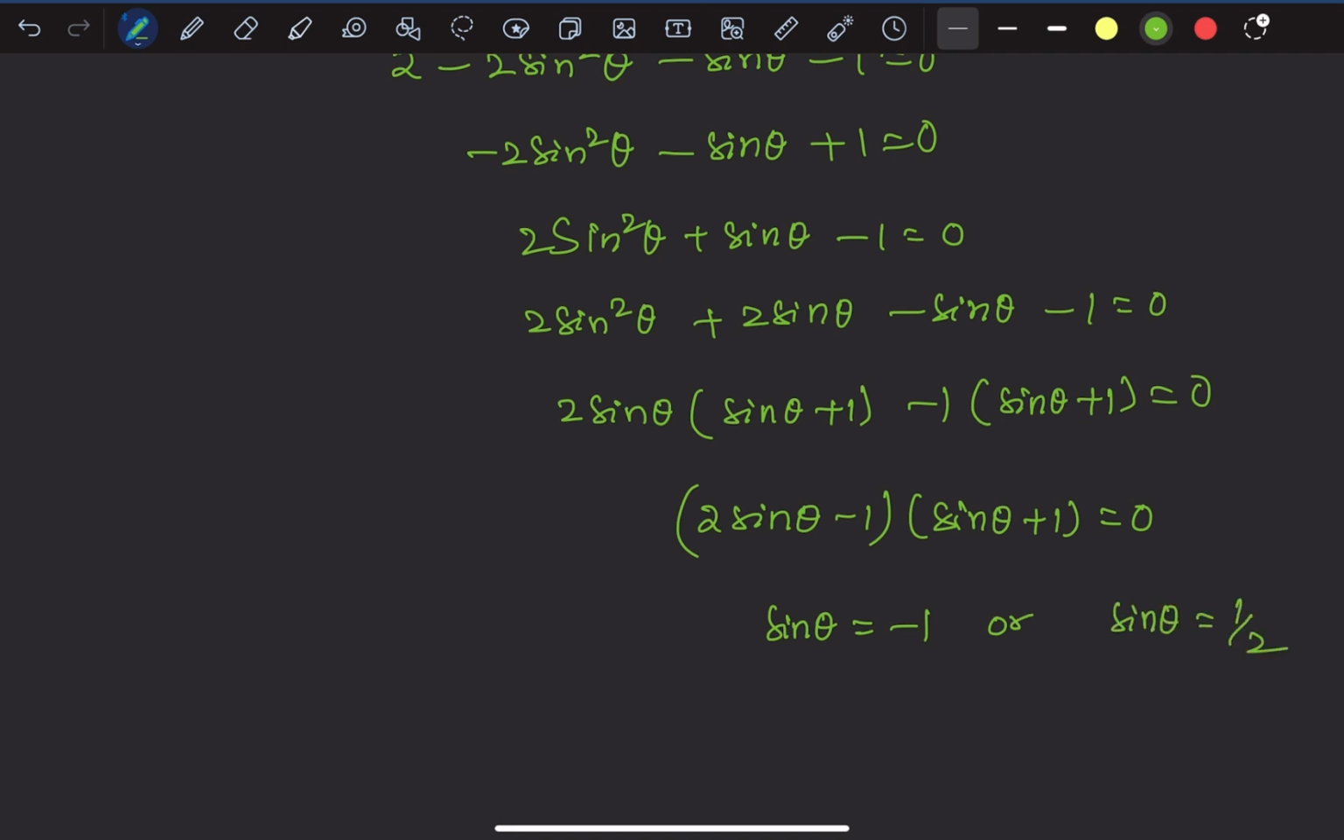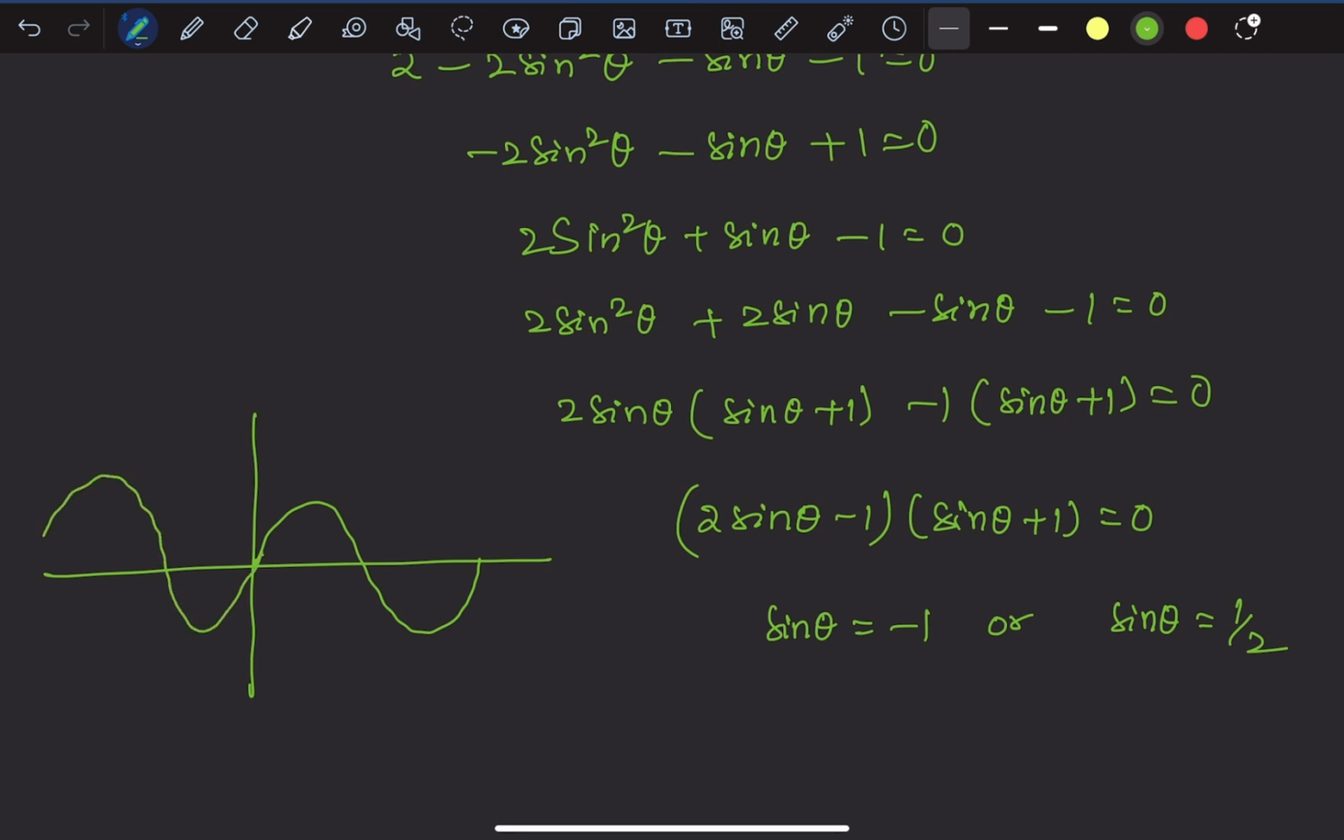So to find the number of solutions, just draw the graph of sine theta. Sine 0, sine pi, sine 2 pi and minus 2 pi. Okay, so sine theta equal to minus 1. Minus 1 lies somewhere here. Draw a line parallel to x-axis passing through minus 1. So it will touch the graph at 2 points. And 1 by 2 is somewhere here. So draw a line parallel to x-axis passing through 1 by 2. It will cut the graph at 1, 2, 3, 4. So therefore total there are 6 solutions.